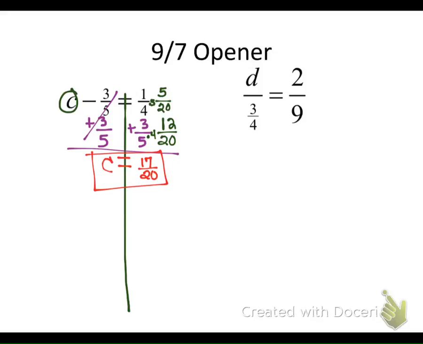Okay. Let's take a look at the next one. D over 3/4 equals 2/9. A lot of people are saying over. So what does D over 3/4 mean to do? What operation is it asking you?